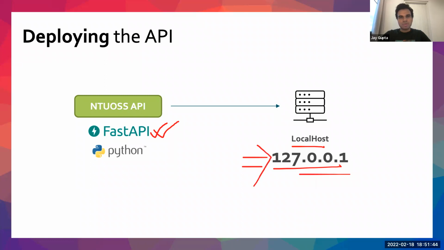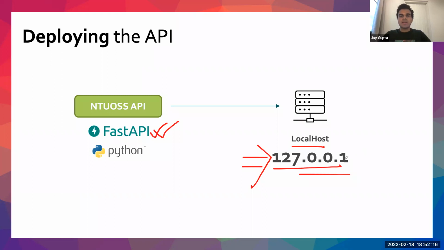But the problem really is that this address doesn't allow you to communicate with the outside world. So for example, suppose we built a mobile application and then we want to call the API, then we cannot use this address to call the API because this address exists only in our local machine. So basically this address is not reachable.